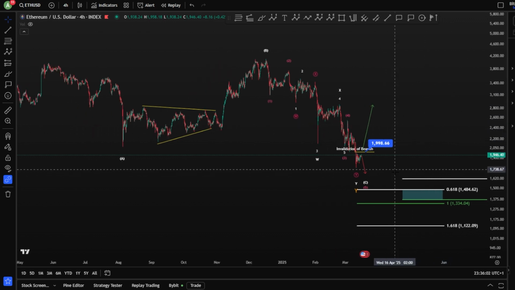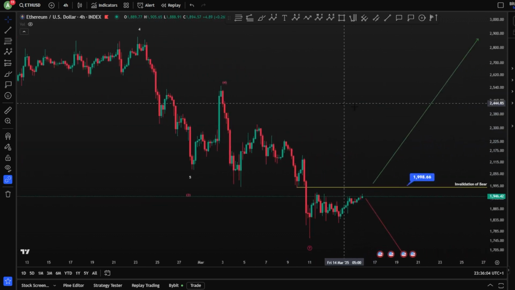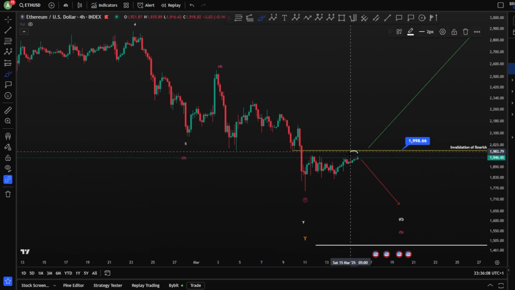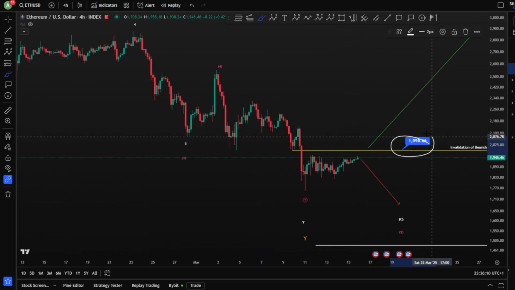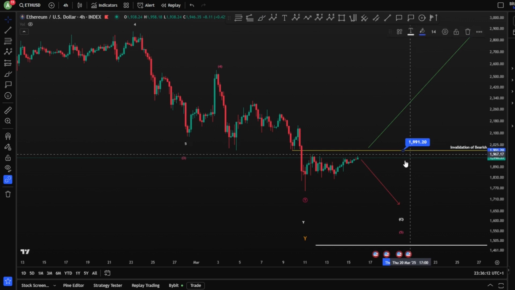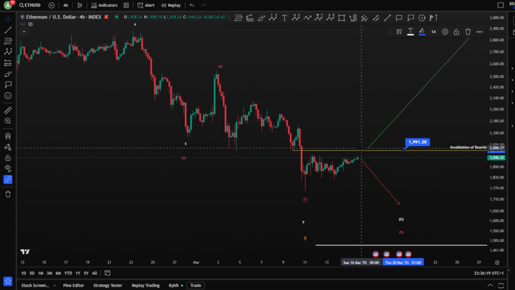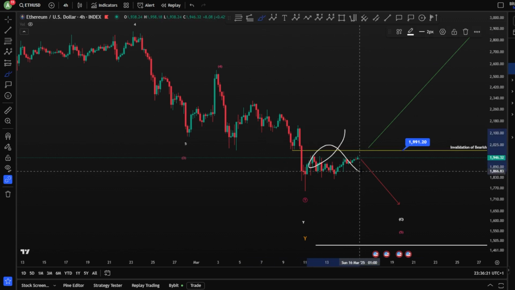Meaning, guys, why I said I'm going to explain the WXY is because if we take the high here and we get the invalidation at almost 1990, we interfere with zone 1, meaning, of course, invalidation.